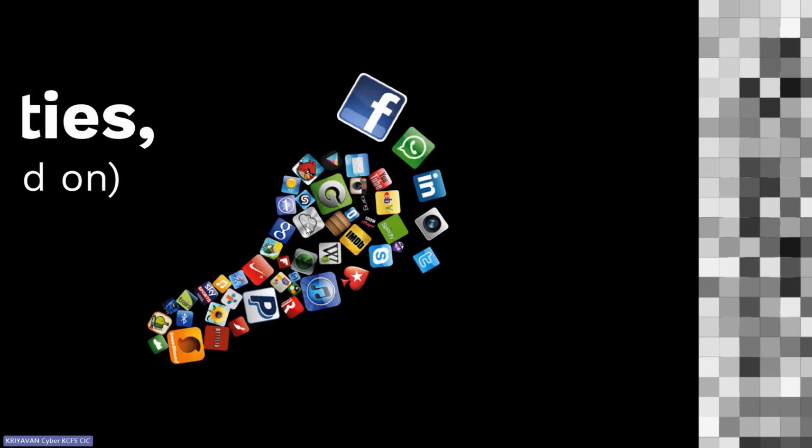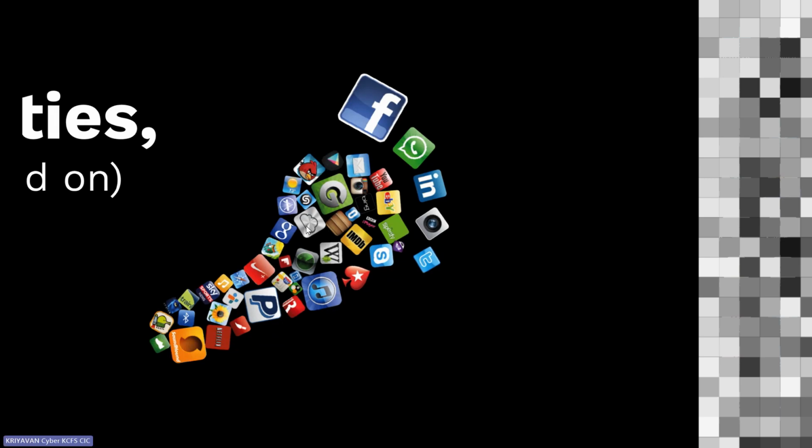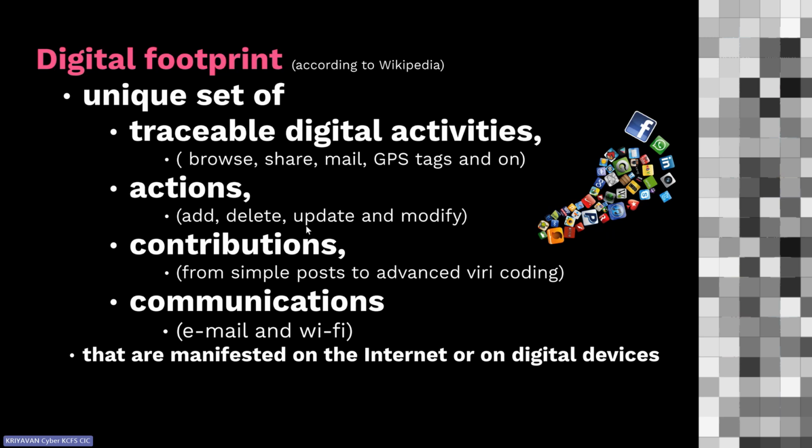What you see here on the screen: Facebook, YouTube, LinkedIn, WhatsApp, all your social media, Google, search engines, maps, browsers like Safari and navigators, right? Mixed stuff, right? So this is what is called a digital footprint. As the name goes, you browse something on the internet, offline or online, or else you just open your laptop and do some activities, even offline, right? This is called a digital footprint. According to the definition on Wikipedia, we have broken it down into unique parts. It's a unique set of traceable digital activities. You browse, you share, you email, you tag someone in GPS, right?